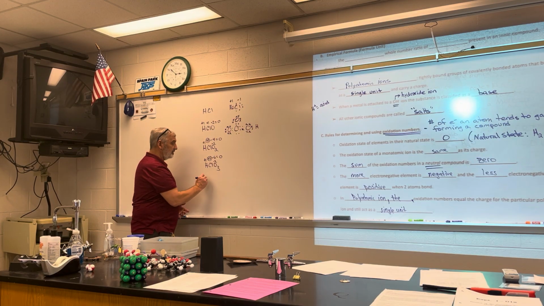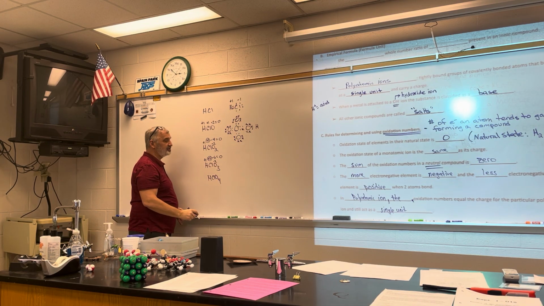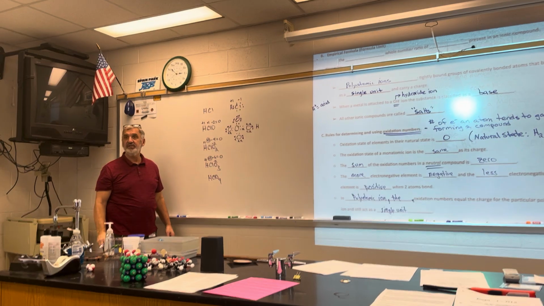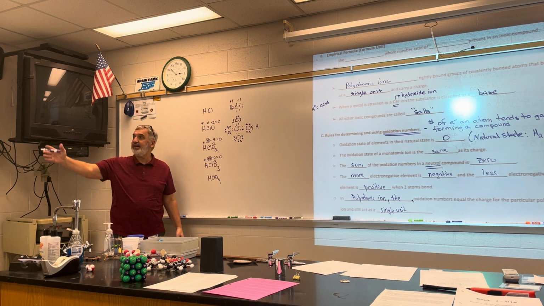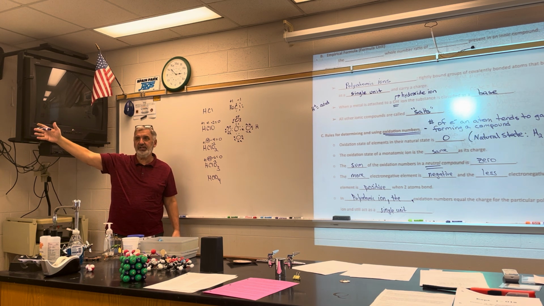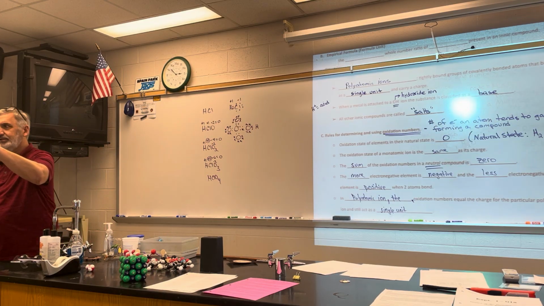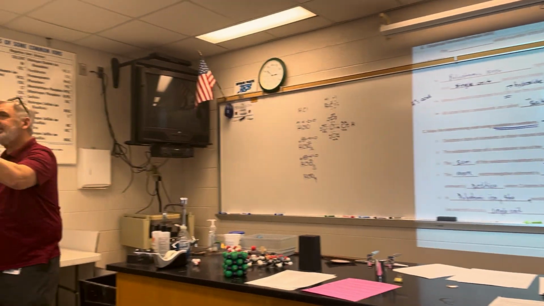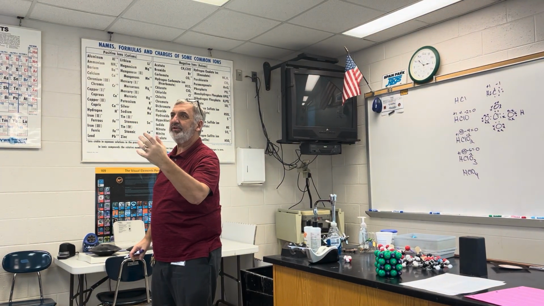Now, HClO4 fills the last spot. How many of chlorine's electrons are involved in bonding? 7. How many valence electrons does it have? 7. So now we're maxed out. 7 is the highest oxidation state for chlorine. But chlorine is the 3rd most electronegative element. So when is the only time it's going to form these positive oxidation states? When it's with oxygen.